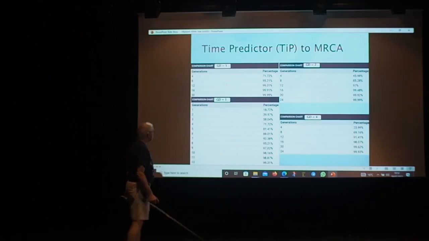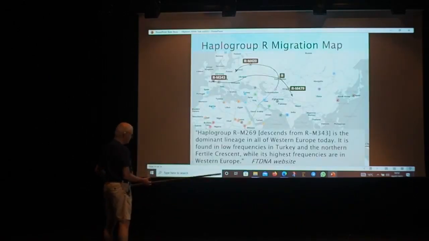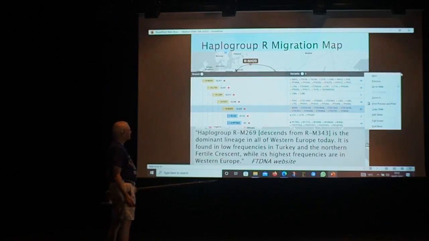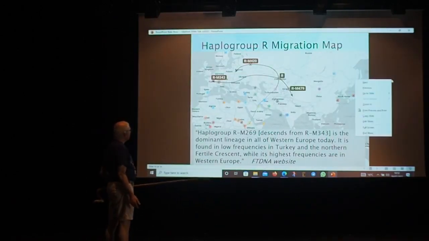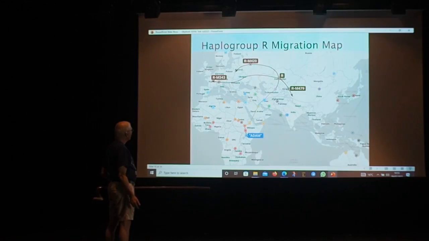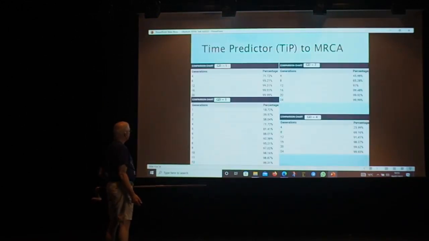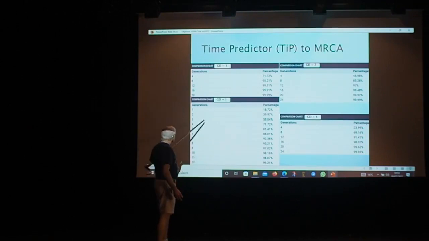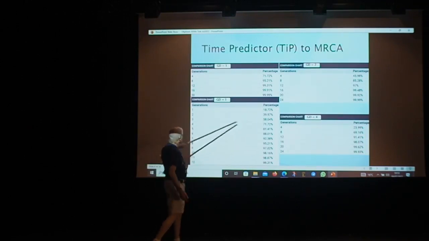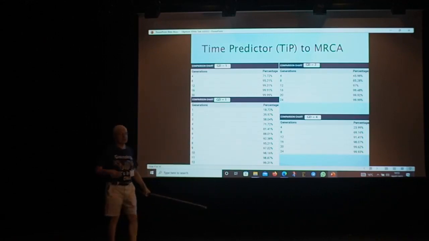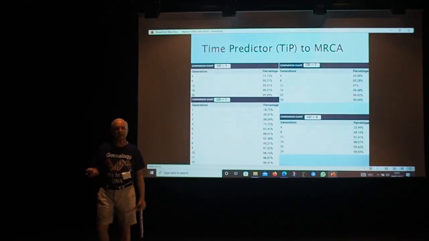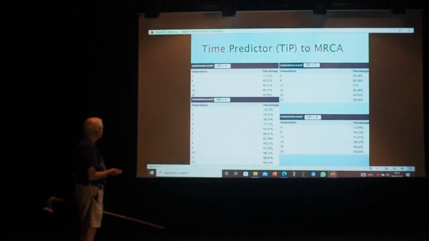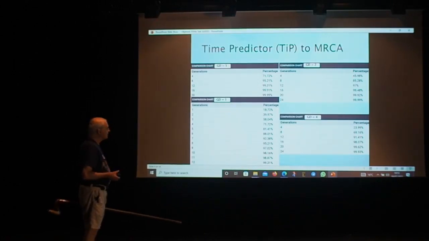I've set the genetic distance at one unit, and you can see how it increases. So it's not until I get to three generations back that I have over a 50% chance of being related to that person. Three generations would be a second cousin.